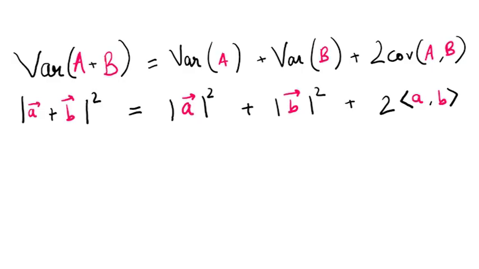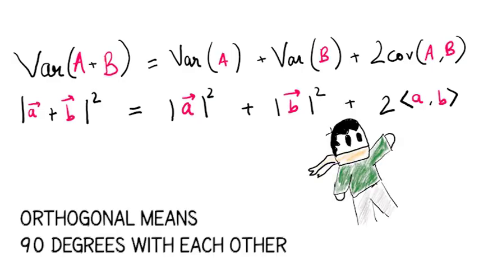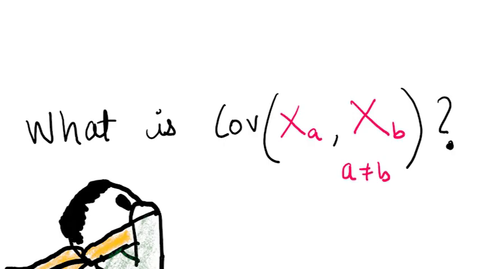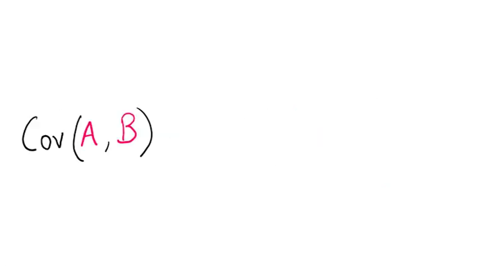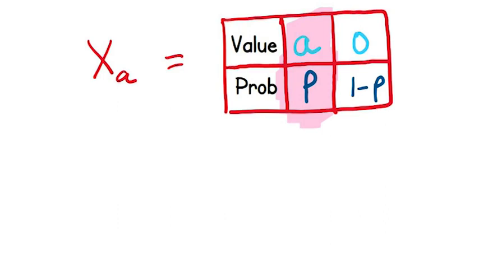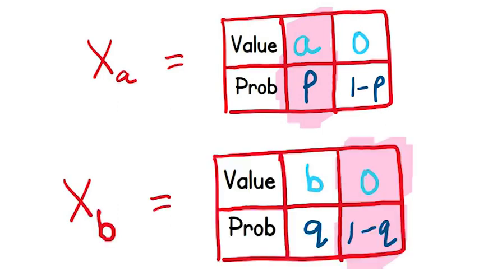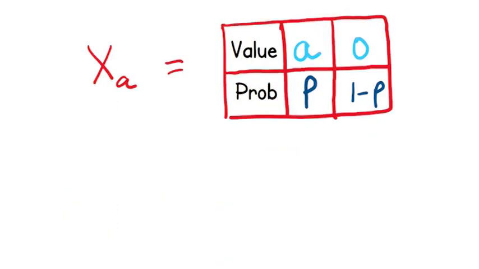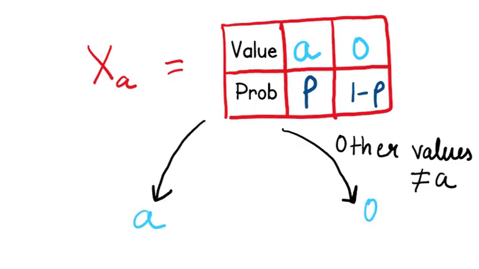And when we want to put it back together, we need to use the inner product if the bases aren't orthogonal. So, what is the covariance of our distributions? We can compute covariance of A and B using the formula expectation of product minus the product of expectations. If x sub A takes the value A, then any x sub B has to take the value 0, because if A appears in our trial, then nothing else can appear in that trial.